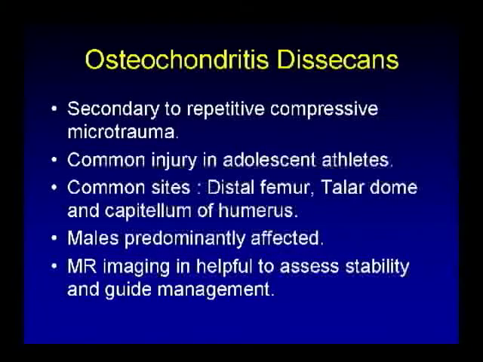Osteochondritis dissecans in children is secondary to repetitive compressive microtrauma, usually in the adolescent age group. However, it can occur in a younger age group as well. The common sites are the distal femur, the classic location being the lateral aspect of the medial condyle. Talar dome is another common location, and the third most common location is the capitellum of the humerus.